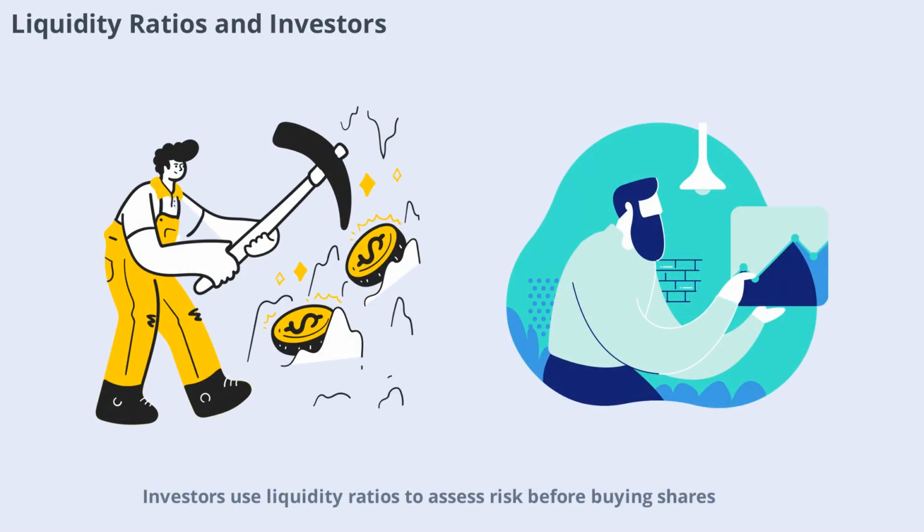Investors use liquidity ratios to assess risk before buying shares. A company with strong liquidity is less likely to face financial distress, making it a safer investment. However, extremely high liquidity might suggest the company isn't using its resources efficiently. Investors look for a balance: enough liquidity to handle surprises, but not so much that growth opportunities are missed.